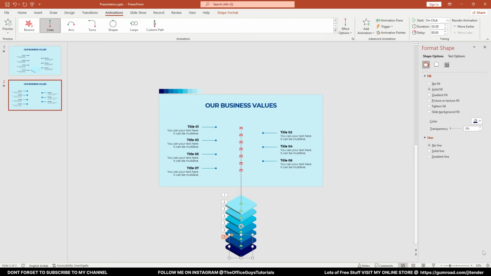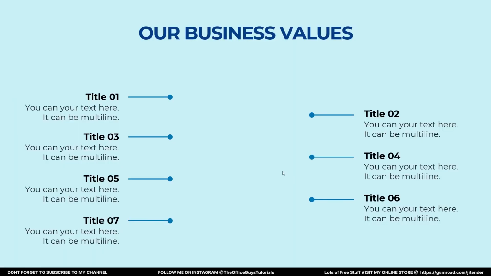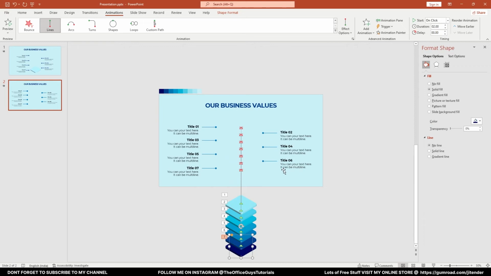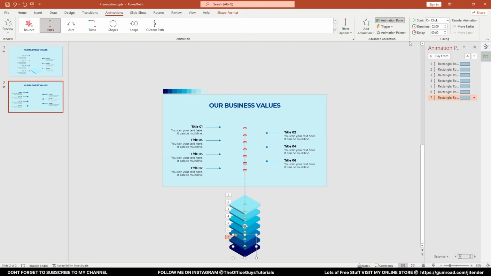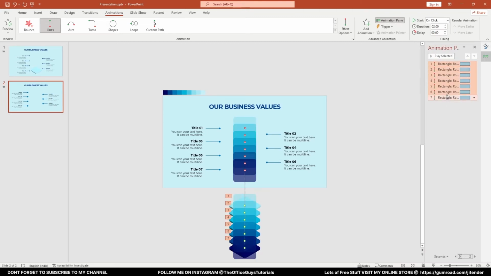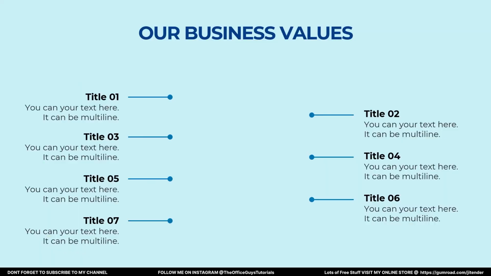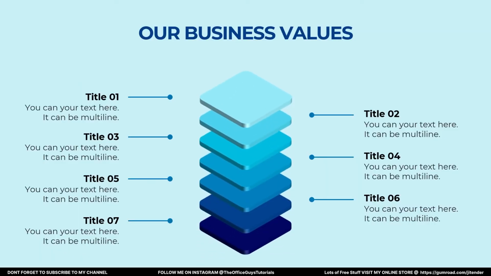Now let me show you a quick preview of what we have done. Once you click on the keyboard, you can see one by one they are coming. For every click they are coming. So what I have to do essentially here is, in the Animation tab you have the Animation Pane. Select all of them and make them Start With Previous, so that as soon as you turn into presentation mode, they will start.